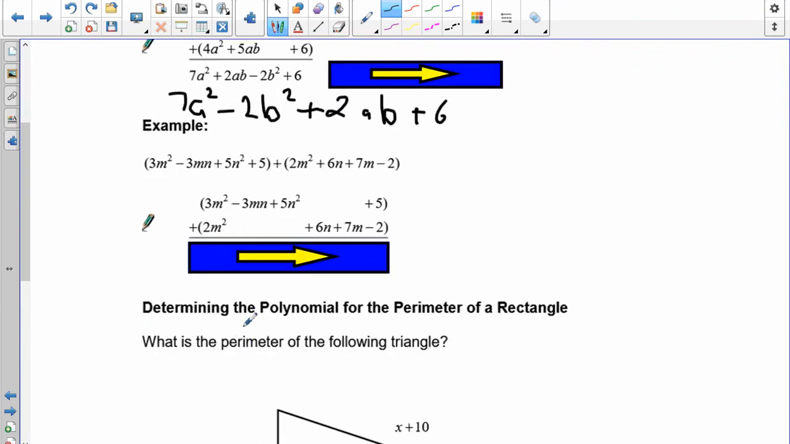Kind of got them in there so you can see them. Keep forgetting that I should cover this up. Well, hopefully you did it on your own. So here's my first polynomial, 3m squared minus 3mn plus 5n squared.